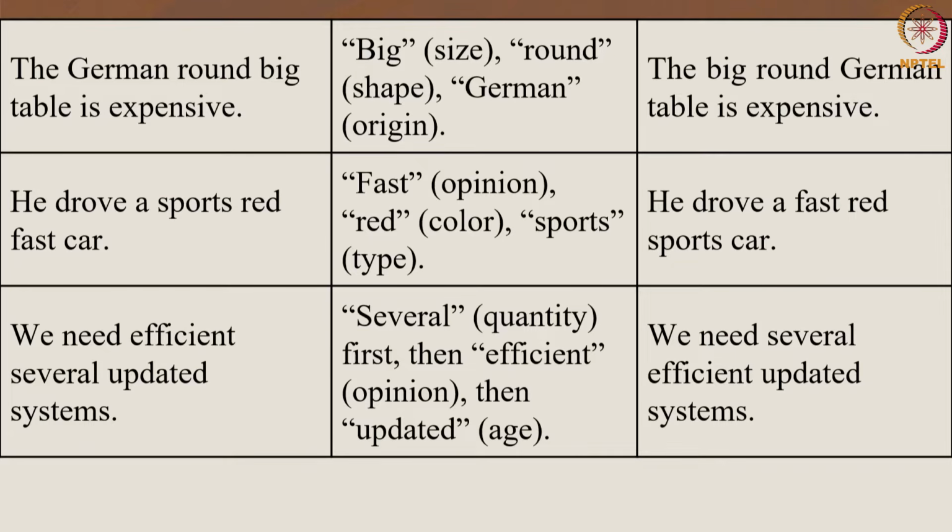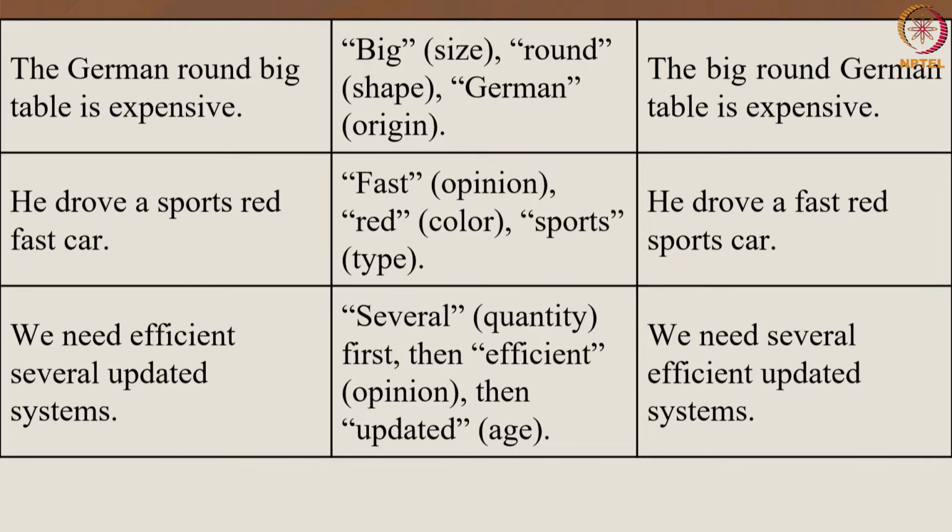Next sentence, the German round big table is expensive. So big is size, round is shape, German is origin. So the big round German table is expensive. It should not be the other way around. The round big table, the size precedes the shape.